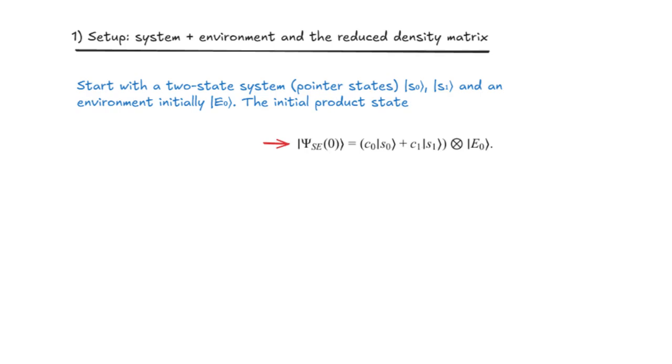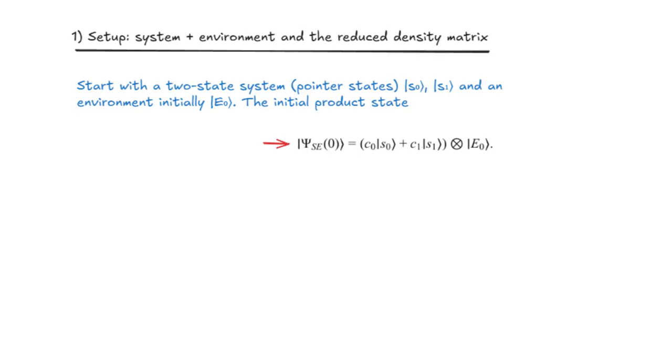In other words, we start with a system that can be in one of two pointer states, which we call S0 and S1. The numbers C0 and C1 are complex amplitudes that tell us how much the system is in each of those two states. The environment begins in a definite state, which we call environment state E0, because the system and the environment have not interacted yet. Their combined state is simply the product of these two parts, the system's superposition and the environment's initial state.